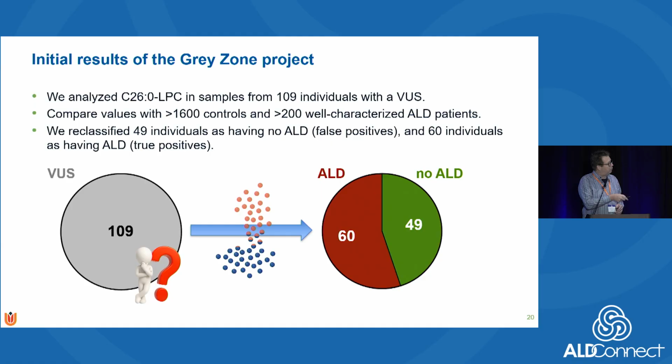So we have a really well-established normal level. And also we have samples from over 200 well-characterized ALD patients. So these are patients that have symptoms, so we know that the levels that you find in these patients are in the disease range.